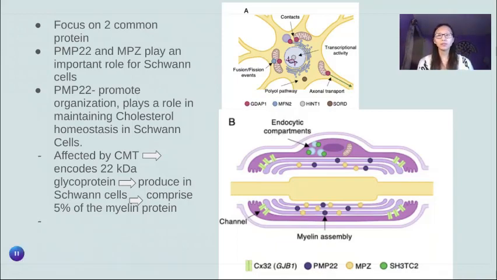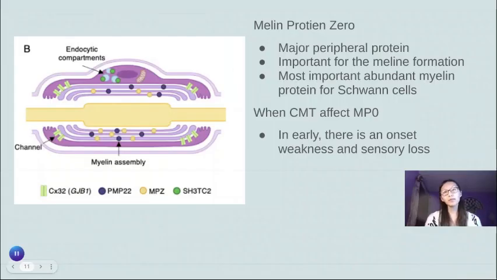When it is affected by CMT, it encodes 22-kDa glycoproteins, which are produced in the Schwann cells. It comprises 5% of the myelin protein. Looking at myelin protein 0, it is a major peripheral protein. It is important for myelin formation and is the most abundant myelin protein in Schwann cells. When CMT affects myelin protein 0, in early stages there is an onset of weakness and sensory loss.